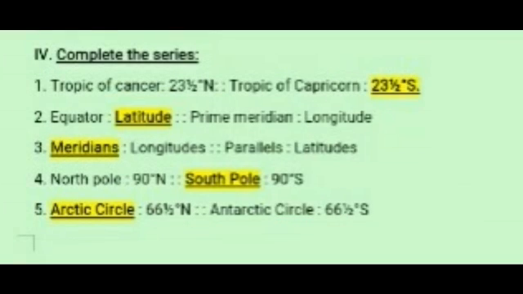So children, the next Roman letter will be complete this series. So first one, Tropic of Cancer, 23.5 degree north, and other side is Tropic of Capricorn. So what will be the answer there? It is 23.5 degree south.